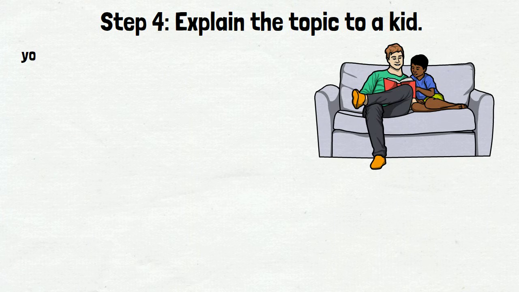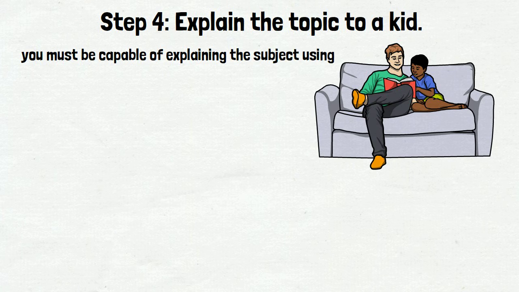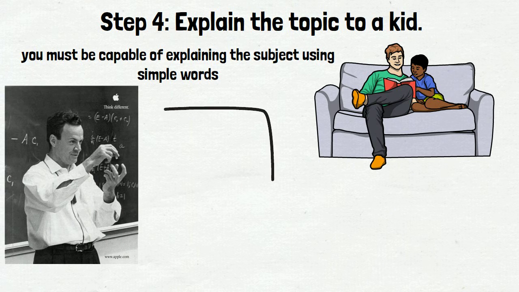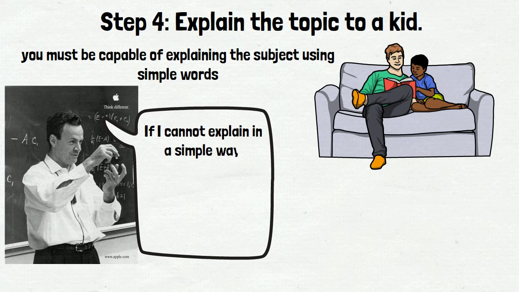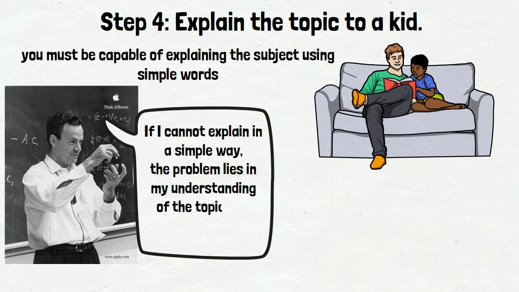Step 4. Explain the topic to a kid. As the final step, you must be capable of explaining the subject using simple words. The best way to achieve simplicity is assuming that you are teaching a kid. Since the little ones don't have enough knowledge in all areas, you are forced to break down the information using simple language. Use simple words, real-life examples, easy-to-understand pictures, or relatable analogies. Feynman used to say, "If I cannot explain in a simple way, the problem lies in my understanding of the topic, not my teaching abilities."